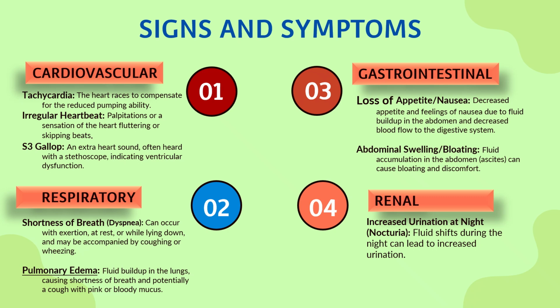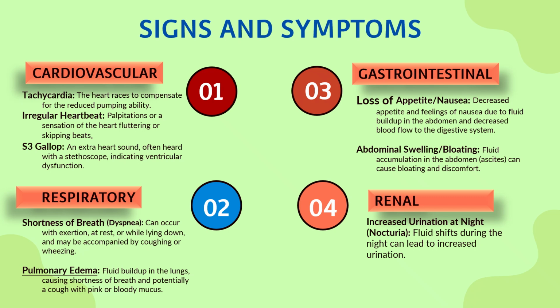Gastrointestinal: you will see loss of appetite and decreased appetite, because your heart is having low cardiac output, so it's trying to do its multiple work. So you will have this fluid buildup in the abdomen, and decreased blood flow to the digestive system, which helps you in metabolism and digestion. Next, we come to abdominal swelling, bloating. The patient will always tell you, I'm having this bloating feeling. You might even notice ascites, as I told you, if it is a right-sided heart failure.